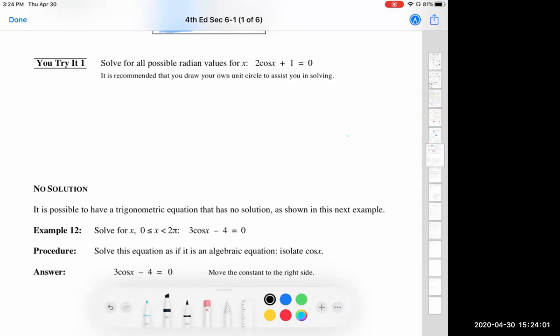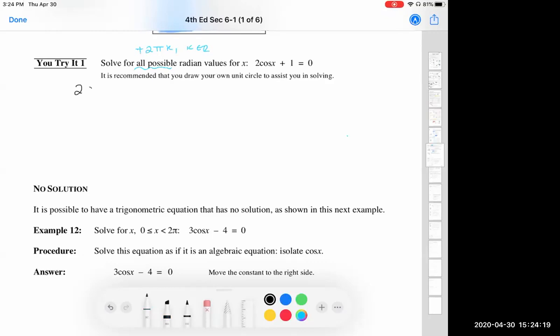So we want to solve for x. We want all possible radian solutions, right? So I'm giving myself a hint. I have to add a plus 2 pi k, where k is contained in Z. Let's go ahead and work this problem out.